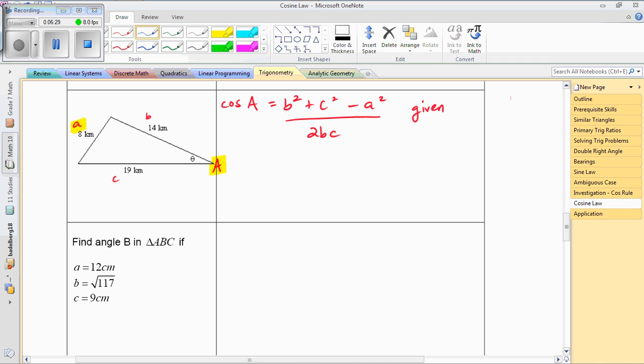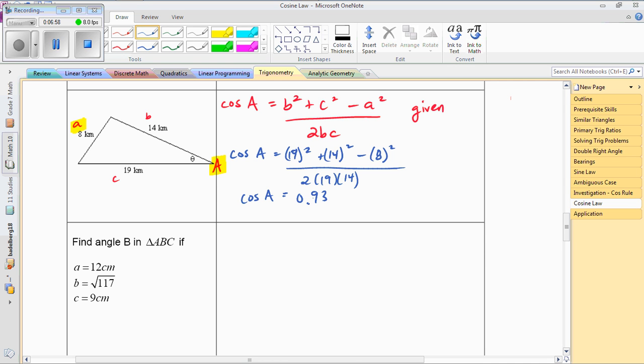So now, you should get cos A is equal to 19 squared plus 14 squared minus 8 squared over 2 times 19 times 14. That gives you cos A is equal to 0.93. But that doesn't give me the angle. Remember in your calculator to hit the second cos button, and that way you'll get that the angle is 22 degrees.